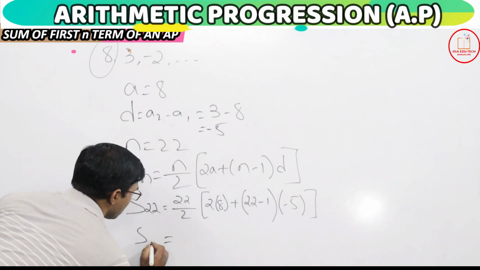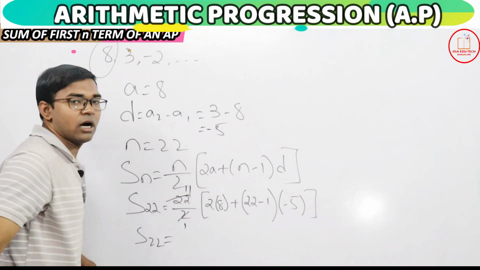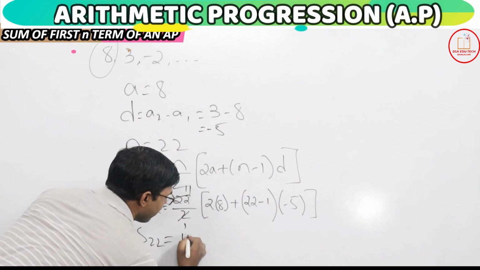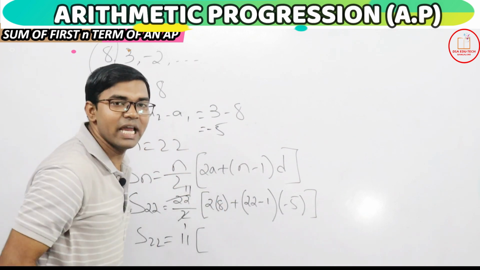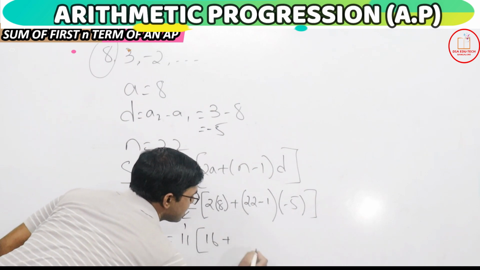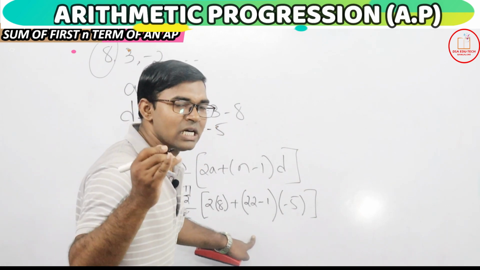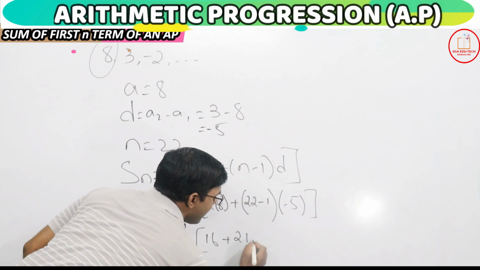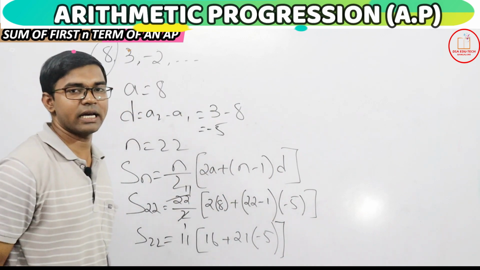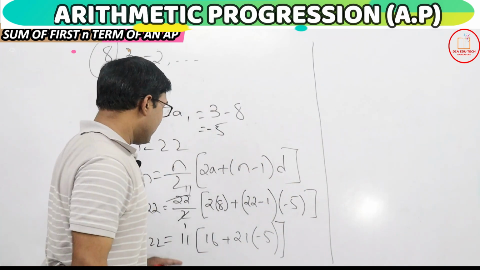Over here 22 divided by 2: 2 ones are 2, 2 elevens are 22, so I get 11 over here. Now 2 into 8: 2 eights are 16, so 16 over here. Then plus 22 minus 1 is 21. So let me write 21, and this minus 5 I will keep as it is, and then close the bracket. Now let me write a line over here and continue with the problem.